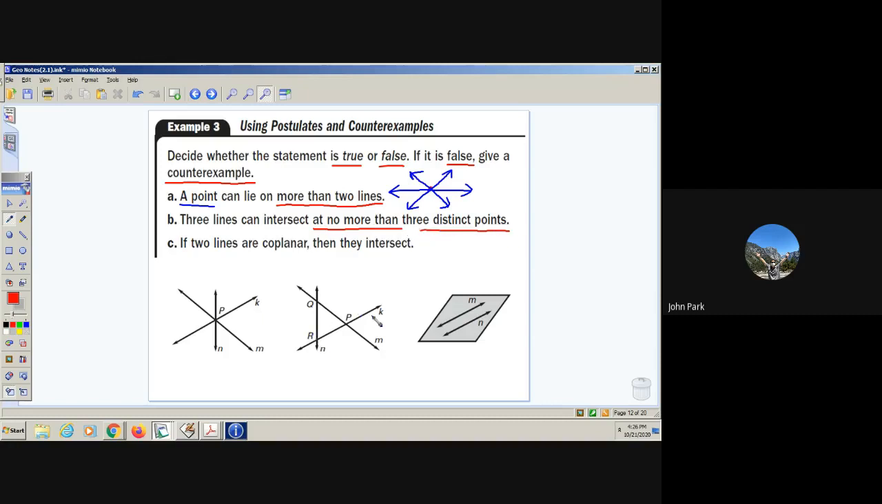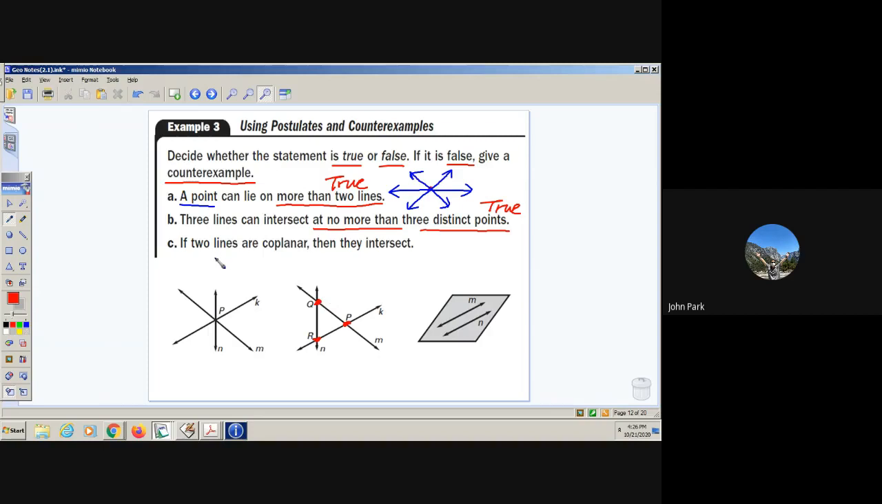So can you think of other ways to draw this so that you will have three distinct points like this, right? And this one, it says it has no more than three distinct points. So can you draw three lines so that you'll have more than three distinct points of intersection, right? If you can, then this will be false, but that's not going to be possible. So that's also true, right? So the first one is true. The second one is also true, right? And here's just some example picture to demonstrate that.